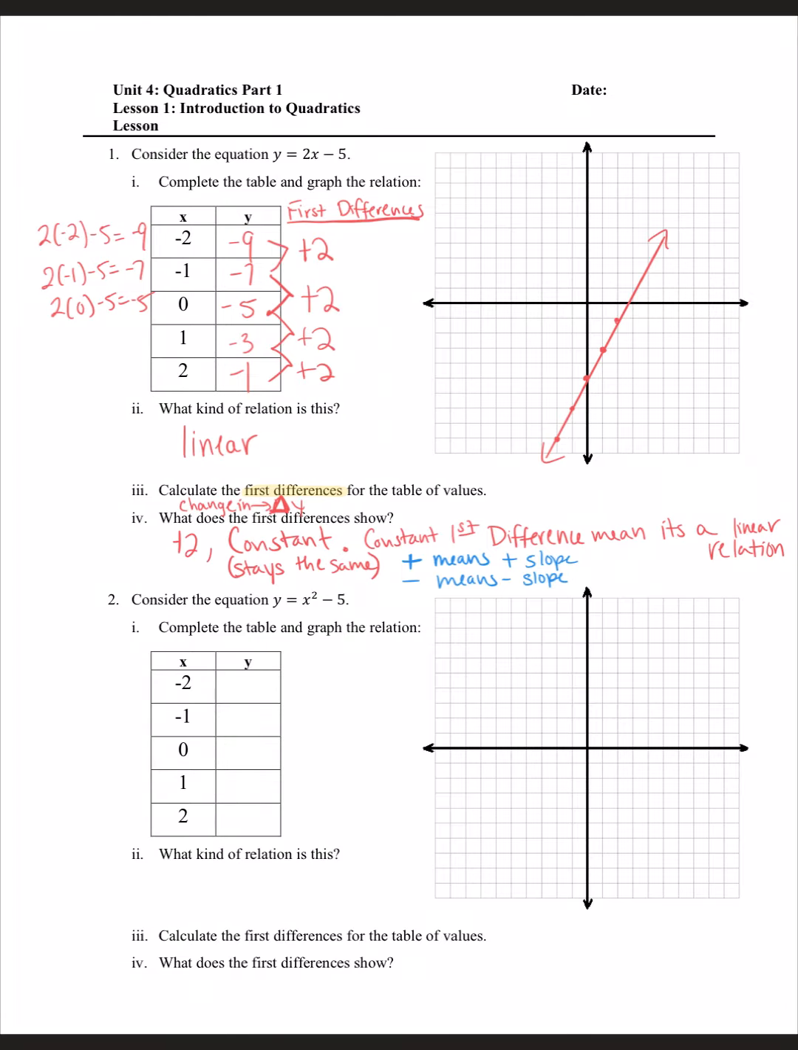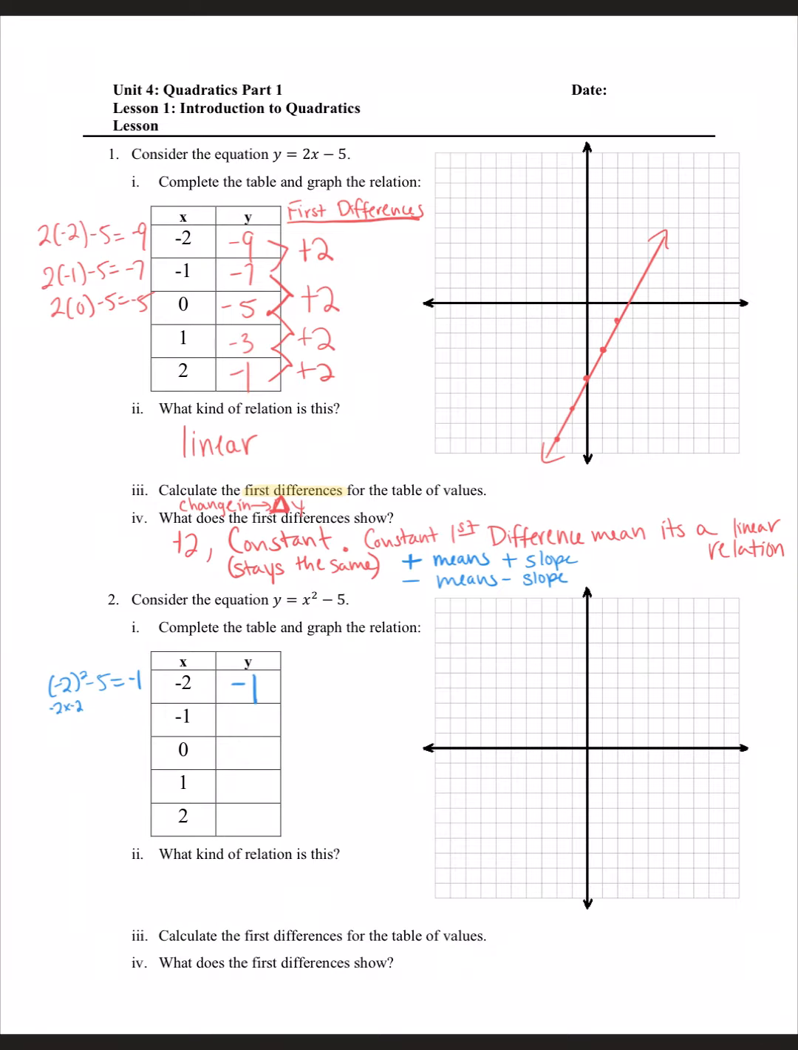We're going to take a look at a different kind of relation that doesn't look like a line, and we're going to complete the table of values for this. Complete the table and graph the relation for y equals x squared minus 5. So I'm going to plug in a negative 2, minus 5. Recognizing here that if I am plugging in a negative 2 for my x, I'm squaring that negative 2. So negative 2 squared is like saying negative 2 times negative 2, which we should recognize as a positive 4. So 4 minus 5 is going to be a negative 1, and we'll put that here.